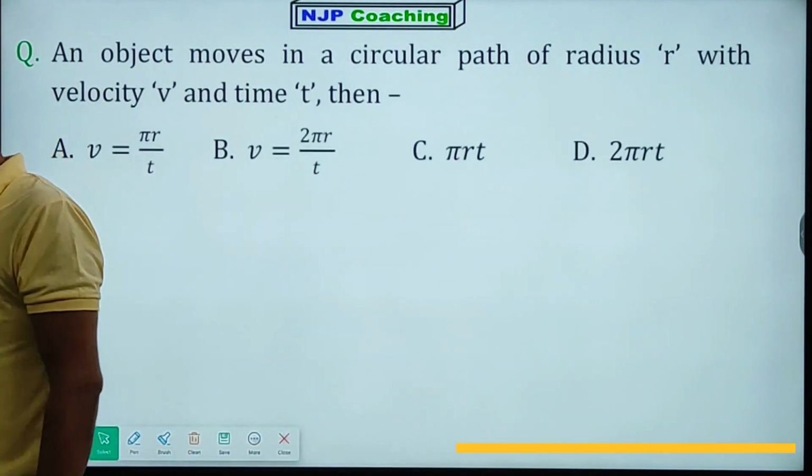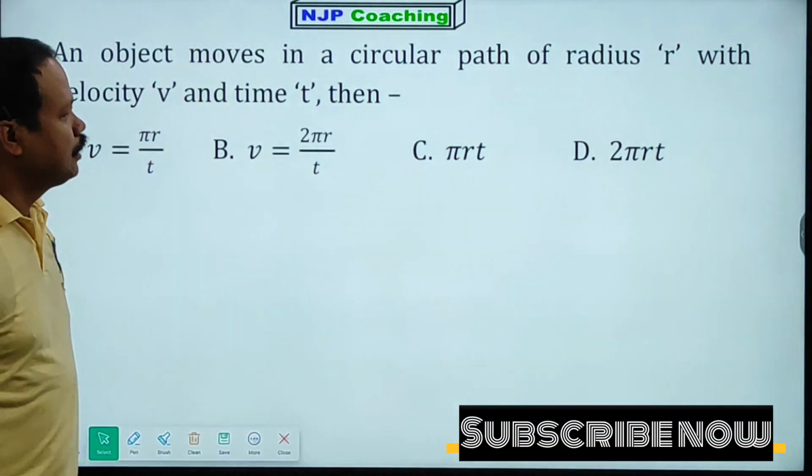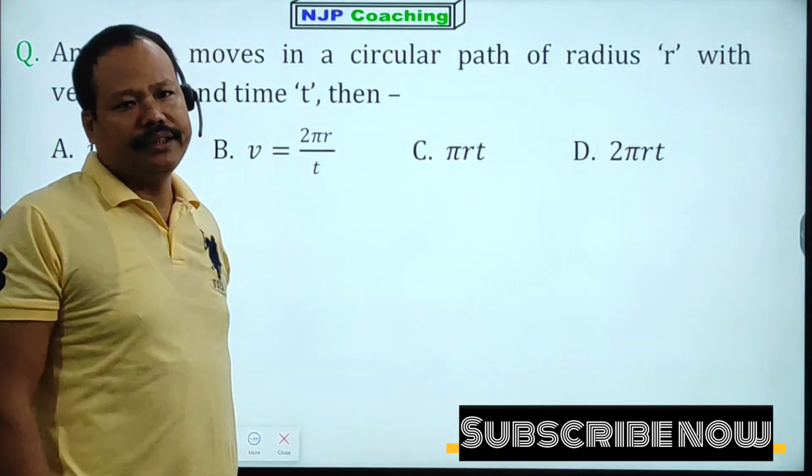Next. An object moves in a circular path of radius r with velocity v and time t. Then which one of the following is correct?